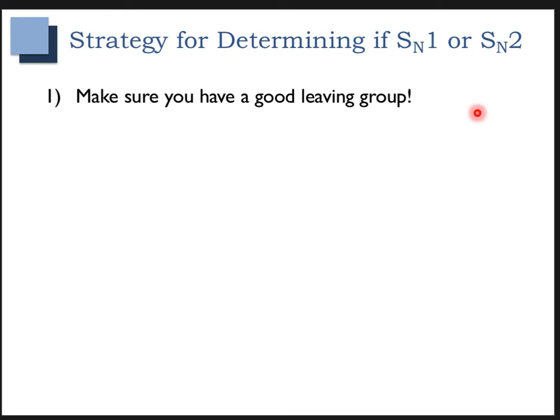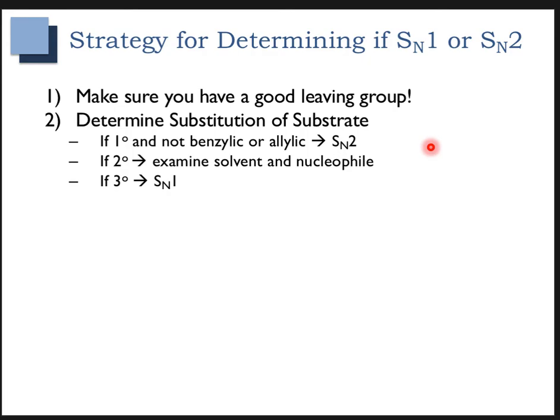And this is the strategy that you want to use if you are given a reaction and a set of conditions and you want to determine if the mechanism is going to be SN1 or SN2. So first you want to check and make sure you have a good leaving group. That's critical for both of these types of reactions. Next, you want to look at the substrate, because this makes it really easy in a lot of cases.